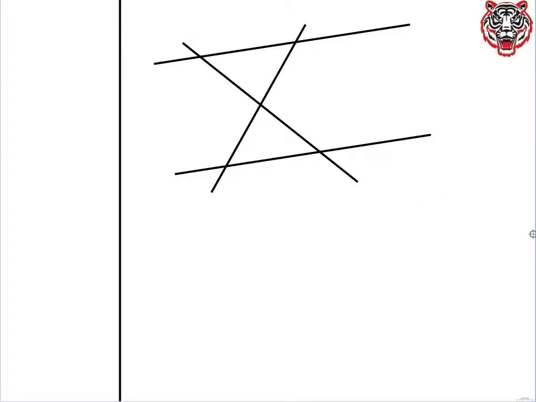And then make two transversals to make an X through your picture. And we'll go ahead and label this thing. So this is going to be point A, B, and C. It's going to be D and E. All right, I will tell you the following information.